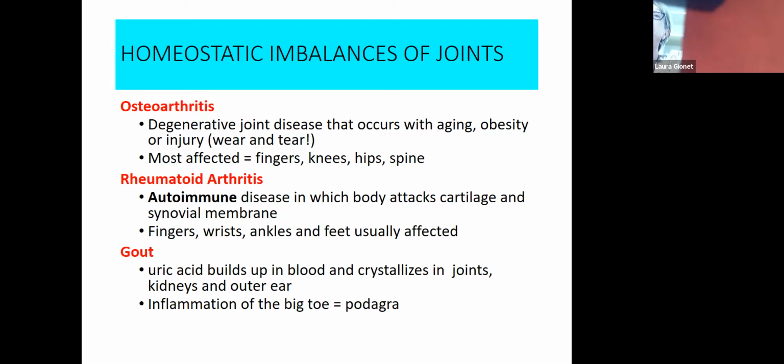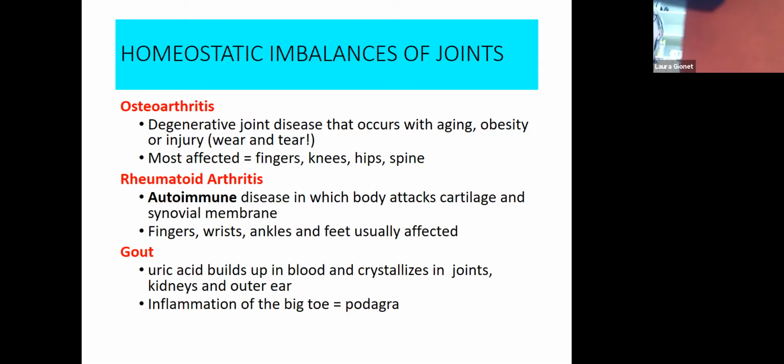So this uric acid builds up. It forms crystals and deposits at joint surfaces. It can happen in the kidneys and affect kidney function. You might also find crystallizations in the outer part of the ear, the pinna. We'll look at that anatomy when we look at special senses.